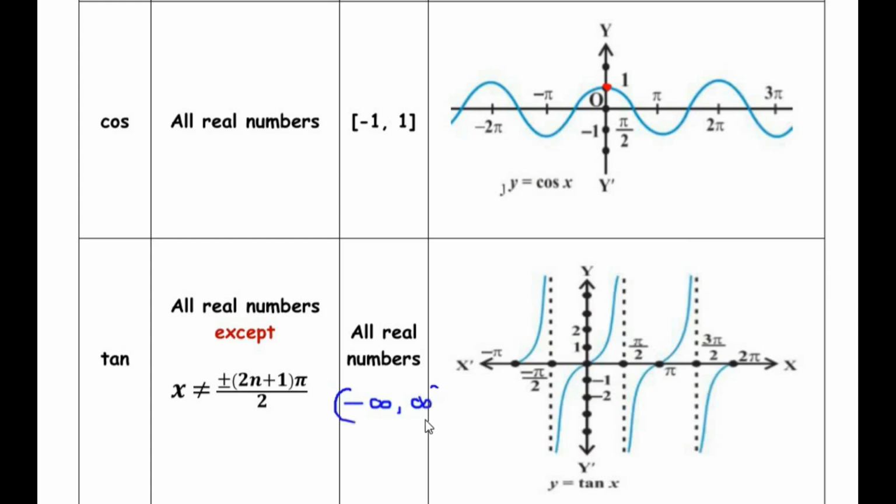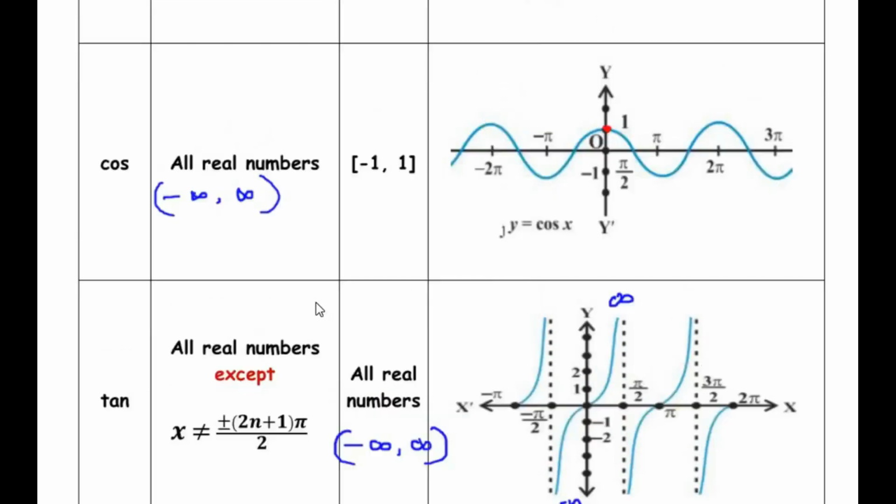So this also can be represented over here, that is all real numbers are from minus infinity to plus infinity. That is, it has no end. It starts at negative infinity and it can go till positive infinity. That is, in case of tangent, the range is all real numbers.